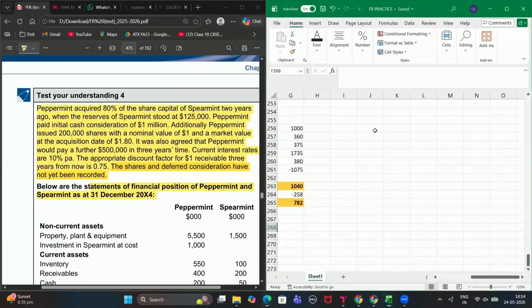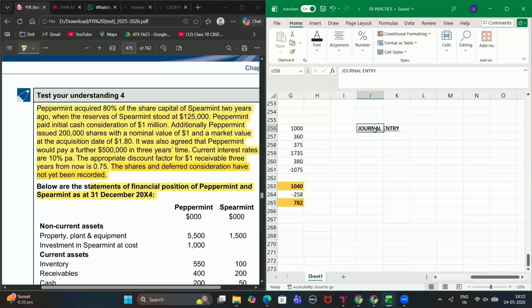So let me tell you guys one thing. I've taught you the journal entries yesterday, right? Are you guys confident with journal entries now? I've taught you the basics of journal entries regarding every consideration. They have not included the shares and deferred consideration. So we have to include it, right? We have to show it in the books, right?